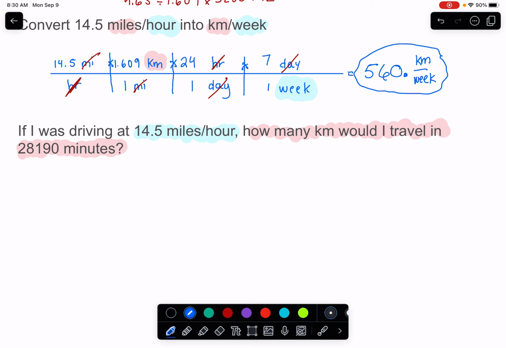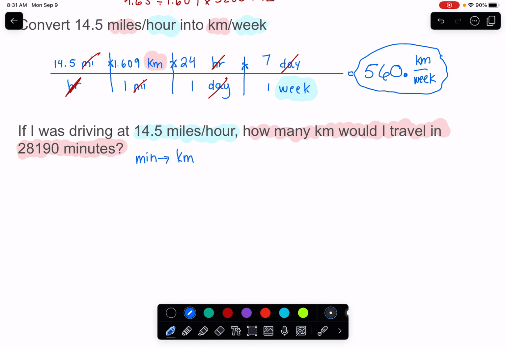I want to change minutes into kilometers. I need to figure out how many kilometers would be traveled in 28,190 minutes. So I'm trying to change 28,190 minutes into kilometers. It's kind of strange because minutes is measuring time and kilometers is measuring distance. So we have to think, how can we convert minutes into kilometers? So the key here is going to be the other number that was given to us, the 14.5 miles per hour.